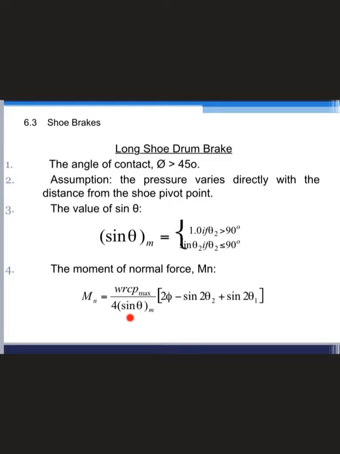For sine theta m, it is based on the value of theta 2. If theta 2 is more than 90 degrees, the value of sine theta m will be taken as 1. If the value of theta 2 is less than or the same as 90 degrees, we will take sine theta m as equal to theta 2.